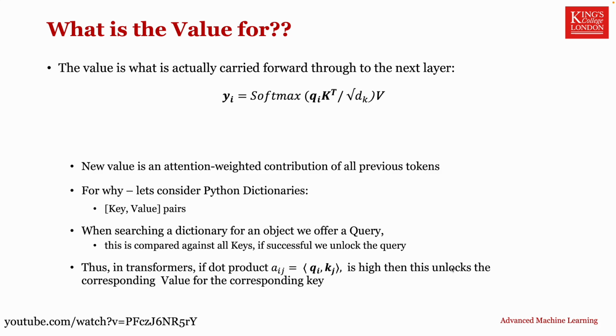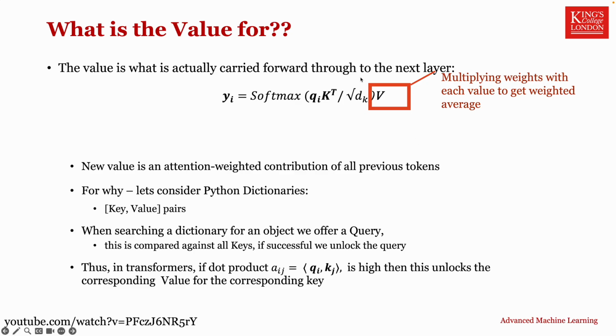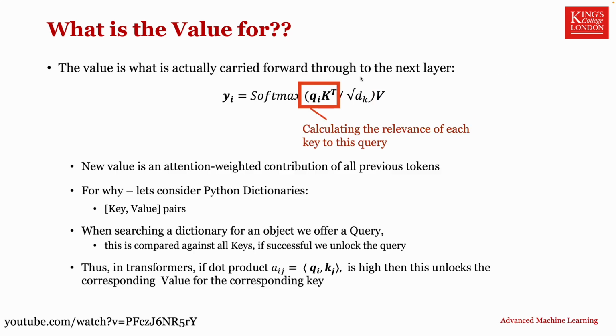What is the value for? The value is what we actually carry forward to the next layer of the network. So here yi shows that each new value for token i is formed from a weighted contribution of the values of all other tokens. So this is the matrix here, where the weights are calculated from the self-attention scores.